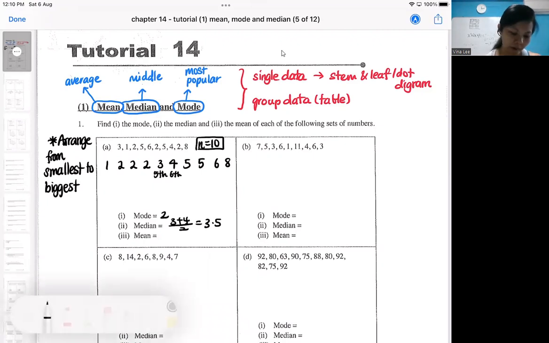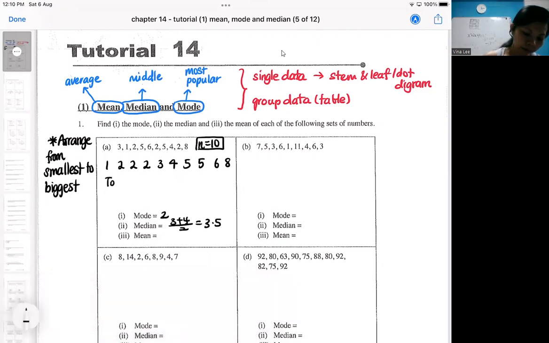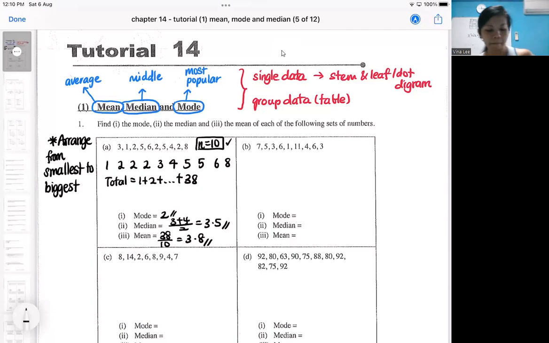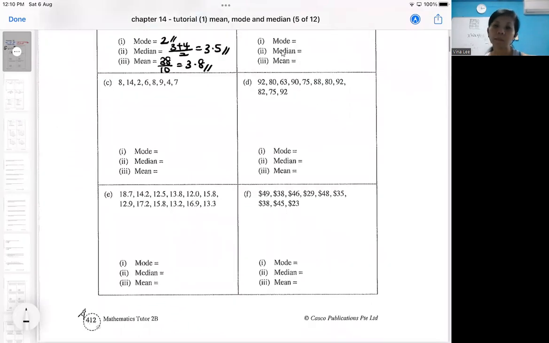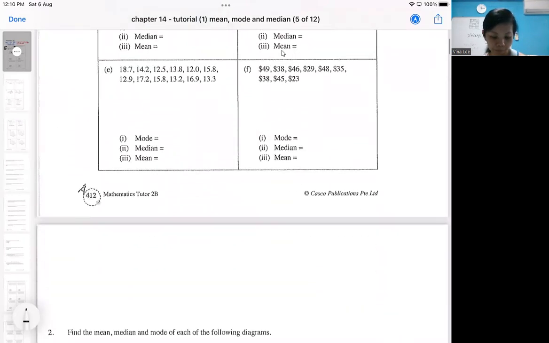For the mean, you are just supposed to add up everything together. You add them up together and punch the calculator, carefully of course. In this case, you will get 38, and you divide by the number of values, because there are 10 of them. Imagine there are 10 guys. That's how we get the mean, mode, and median. You're going to do that for the rest of the data. Just make sure you arrange properly.